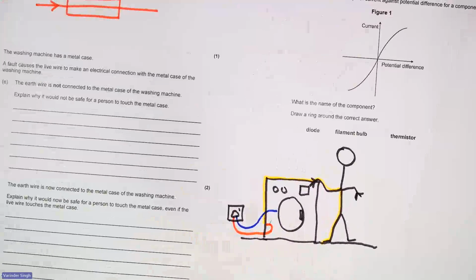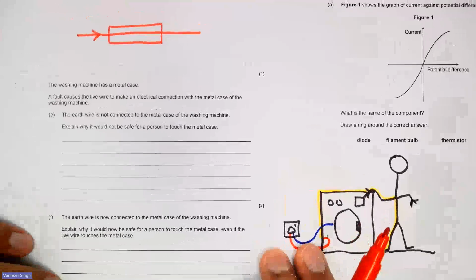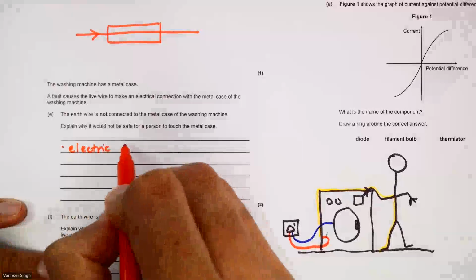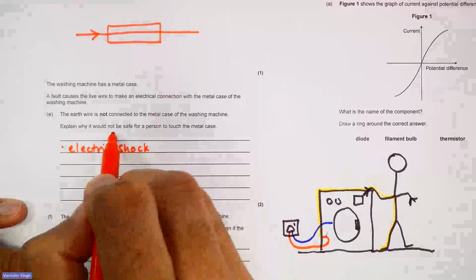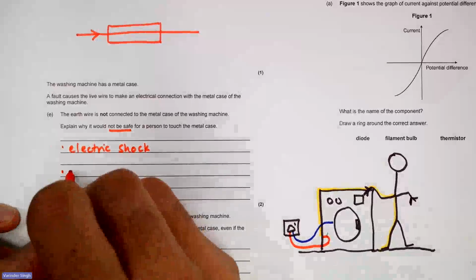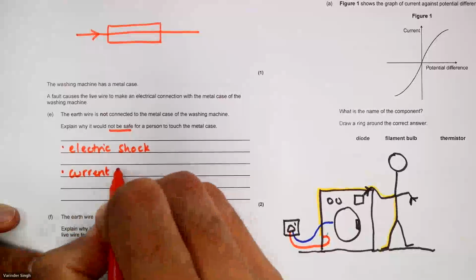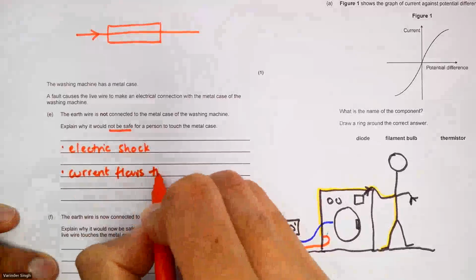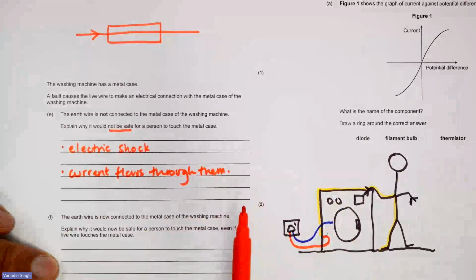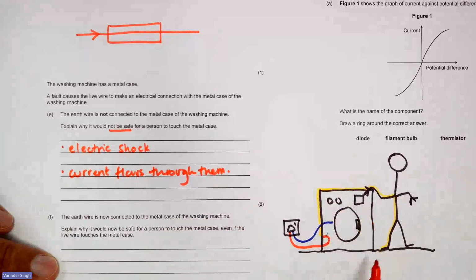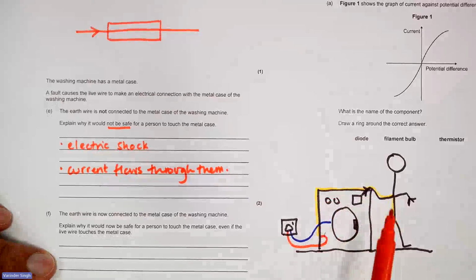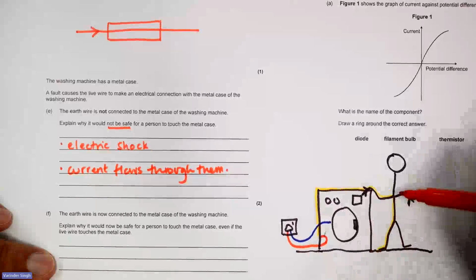So we've got quite a lot of space for this question, but really it comes down to 2 points. It is worth 2 marks after all. Firstly, the person is going to get an electric shock. That is why it is not safe. Secondly, the reason for that is that current flows through them, because the person provides a connection from the washing machine down to earth. There's a potential difference across the person. That means that the current can flow through that person, and that's not going to be very safe at all.